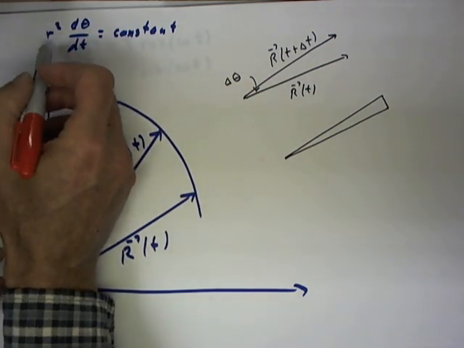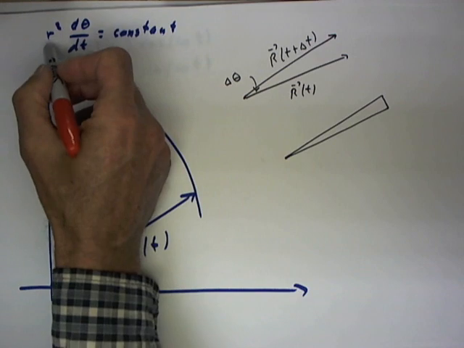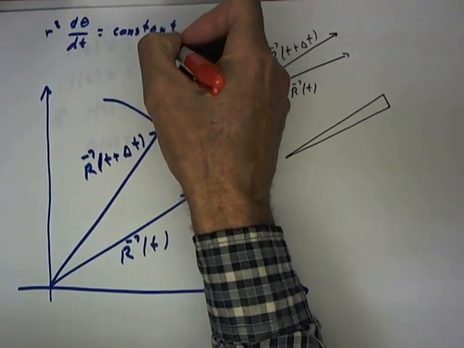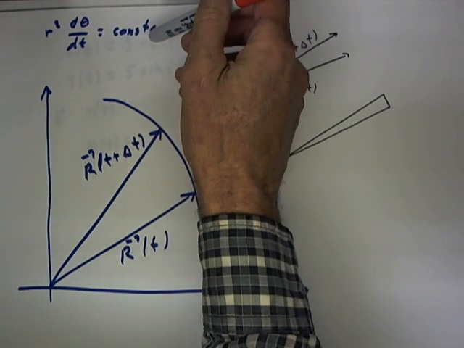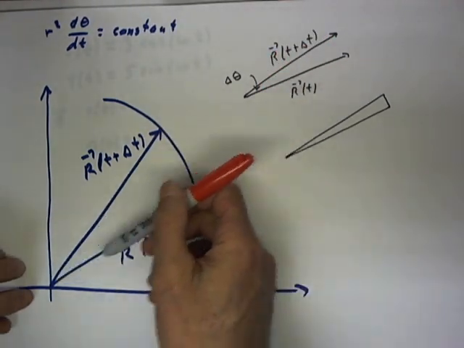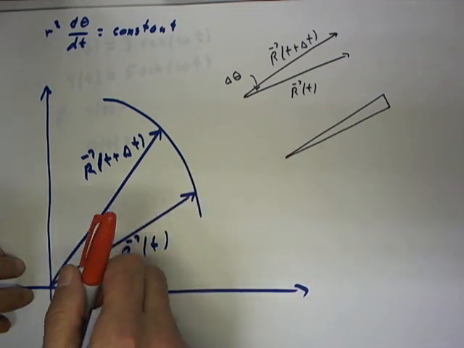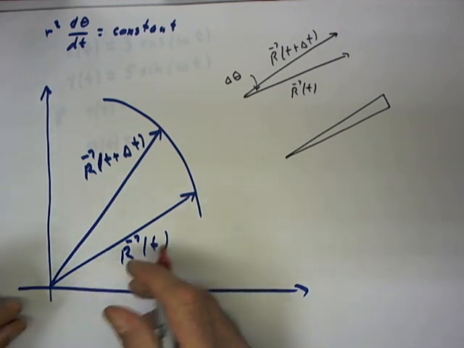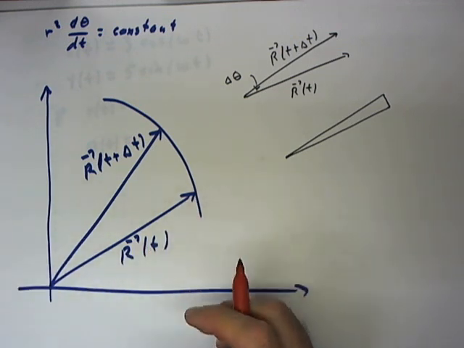We look at the implications of the fact that r squared dθ/dt is constant, which again results from any system in which the net force is directed in the negative radial direction, particularly in the case of a gravitational force of one object toward another.